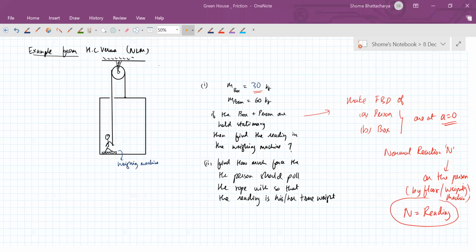Whatever force he applies, that is the tension. But in the first part, he's just applying that much force and tension so that the system is at rest. In the second part, he'll have to apply a larger amount of force and therefore the tension will be more. So the whole system will have vertical acceleration. In the first part, the system is in equilibrium. In the second part, you'll have to consider that the system has vertical acceleration.